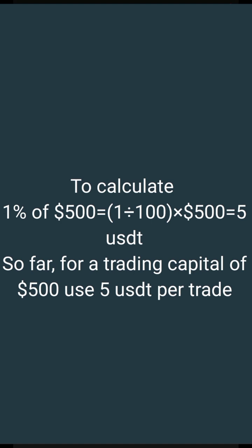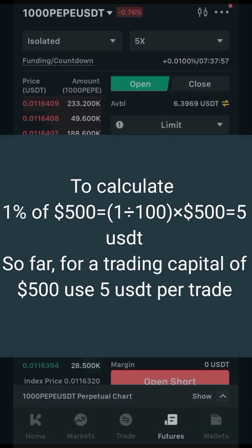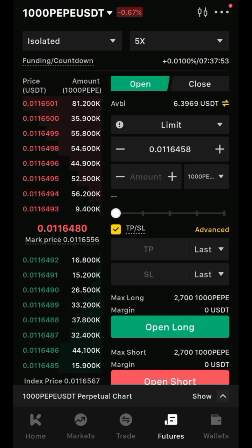So if you're having $500 as your trading capital, as a new beginner trader who wants to make consistent profits from the market and also survive and grow in the financial market, we always recommend you abide by using 1% to 2% of your trading capital. For example, if your trading capital is $100, we recommend you use $1 per trade. And if you're having $500 as your total trading capital, we recommend you as a new beginner trader who wants to succeed in the financial market to always use 1%, which is 5 USDT per trade.